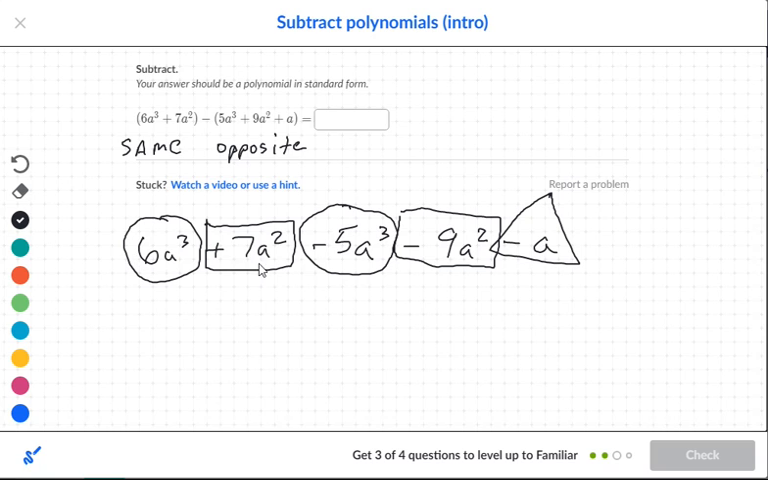Remember the coefficients here, numbers here. So we want to say 6 minus 5. So 6 minus 5 is 1. So we have this as a to the third. Okay, then we want to look at the boxes. The coefficients there is 7 minus 9.